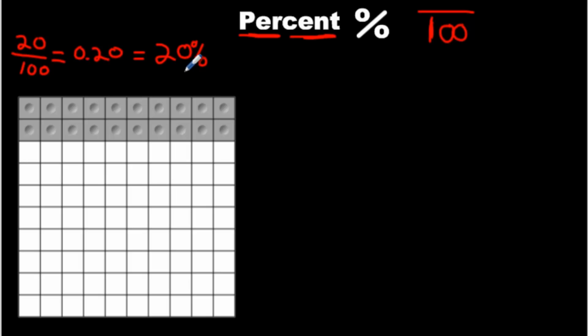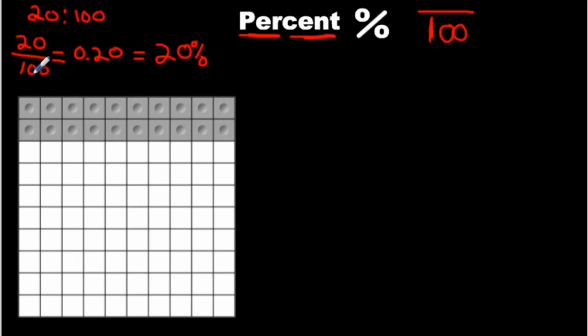We can also represent this as a ratio. How do we do that? Well, you can take your fraction and literally write it as a ratio. 20 to 100. That would be 20%. That would be 20%. And this is 20%. All of these state 20% because they are all 20 out of 100.